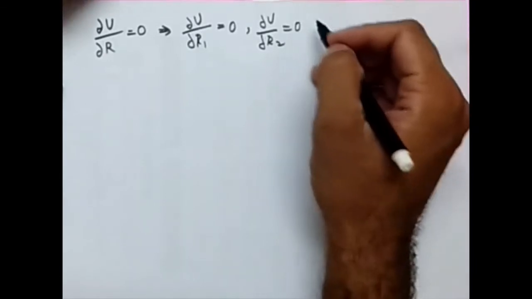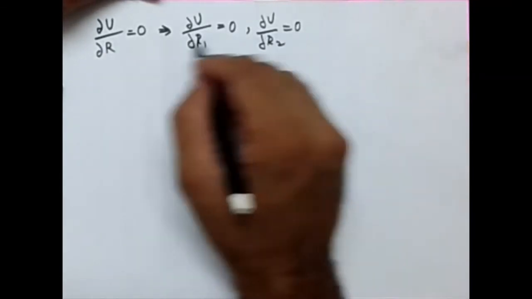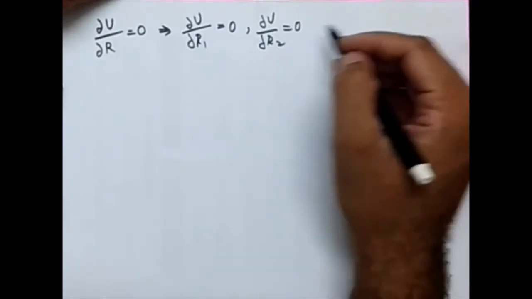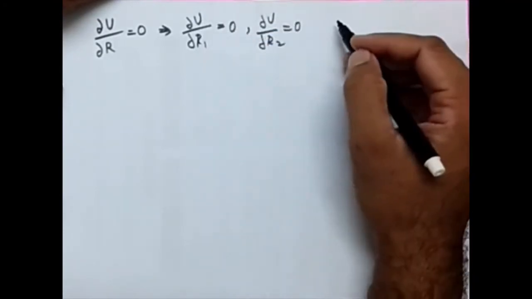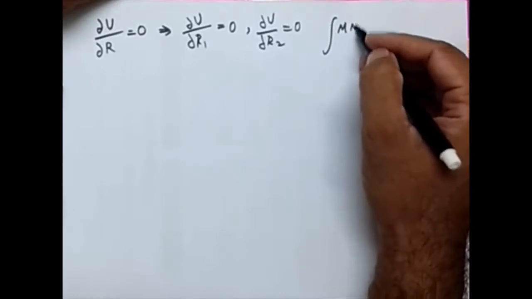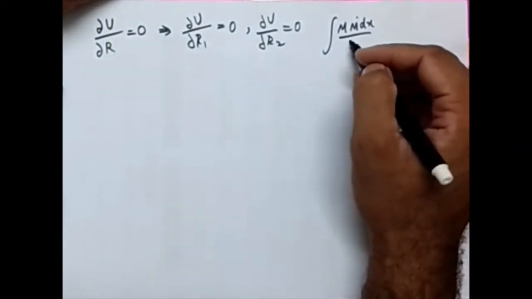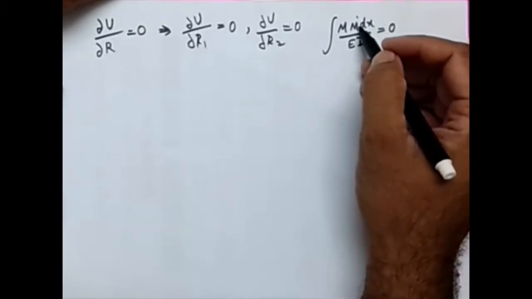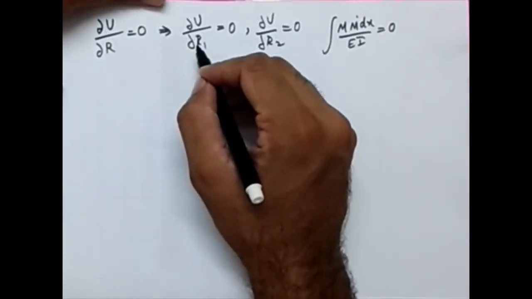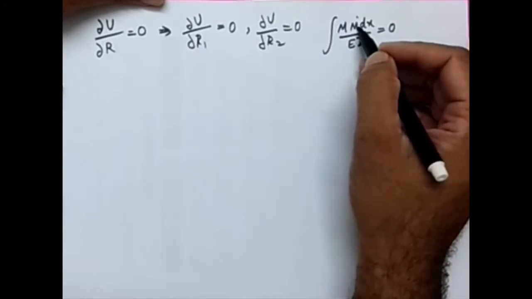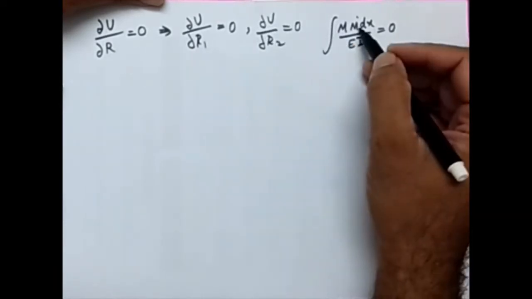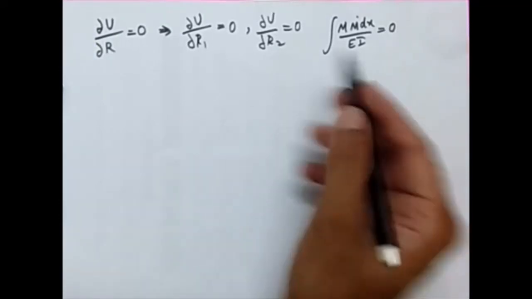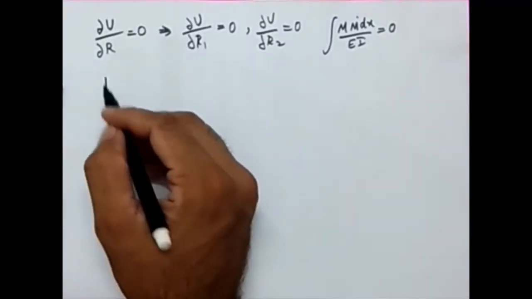Another difference you are going to find is that when we have such conditions, the expression we had reconstructed in the form of integral M m dot dx by EI equal to 0. So this m dot is basically dou M by dou R1 or dou M by dou R2. How to handle that case is what we are going to consider in this particular video. So let's have a problem.